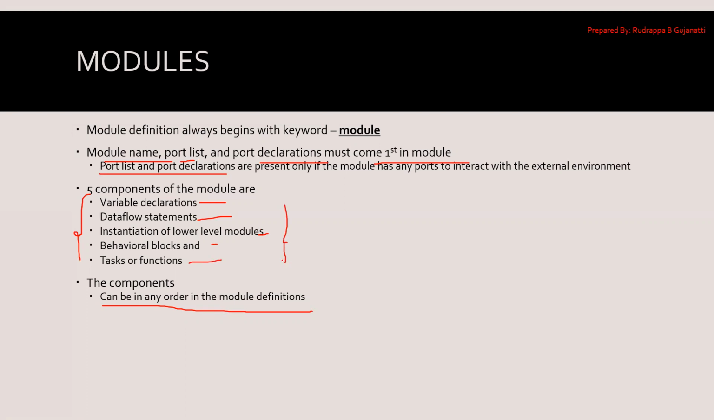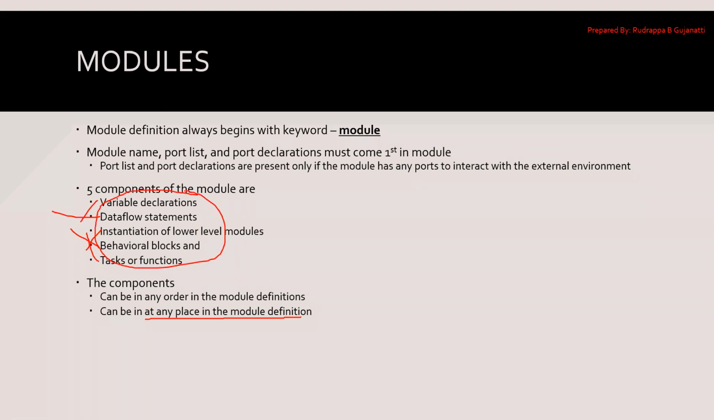But generally, you follow some coding style when you are writing the code. The components can be in any order, and can be placed at any place in the module definition. It is not restricted that it should come at a particular location. This can be first, this can be second, third, fourth, fifth. These things can appear anywhere in the module when you are declaring it.